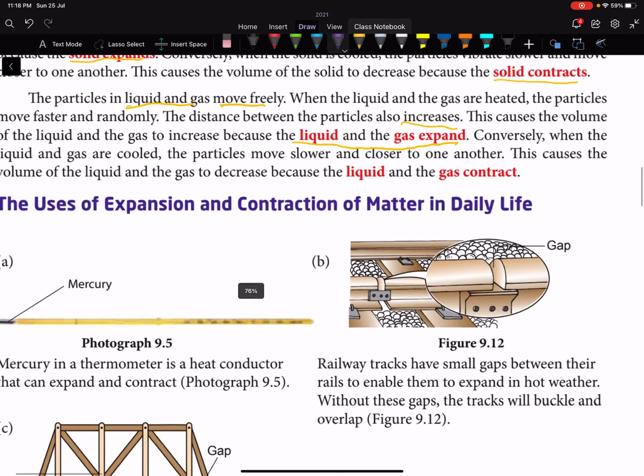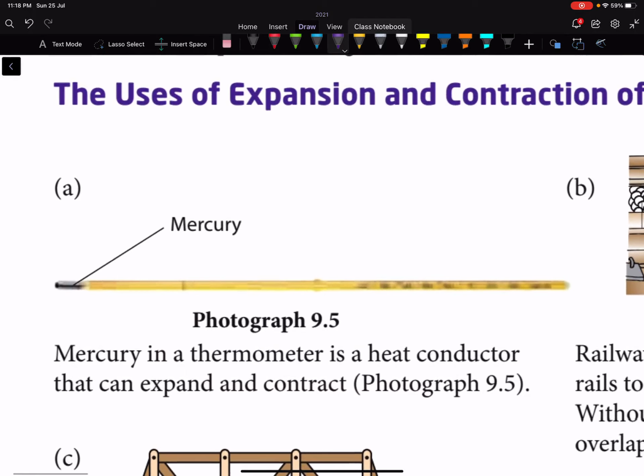So, what are the uses of this expansion in our daily lives? You should be familiar with the mercury thermometer, or in this case, the alcohol thermometer, because almost all thermometers nowadays in our labs are alcohol, because mercury is very toxic. The liquid alcohol inside here is initially, let's say, up to here at room temperature. If we heat this up, we will notice that this will increase. So basically, the mercury or alcohol inside the thermometer will expand or contract depending on the temperature.